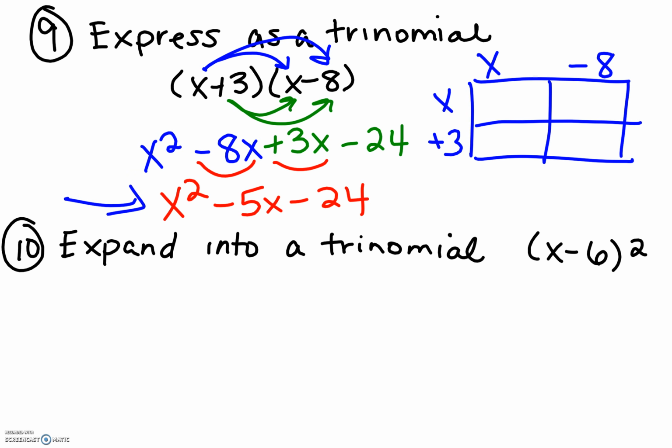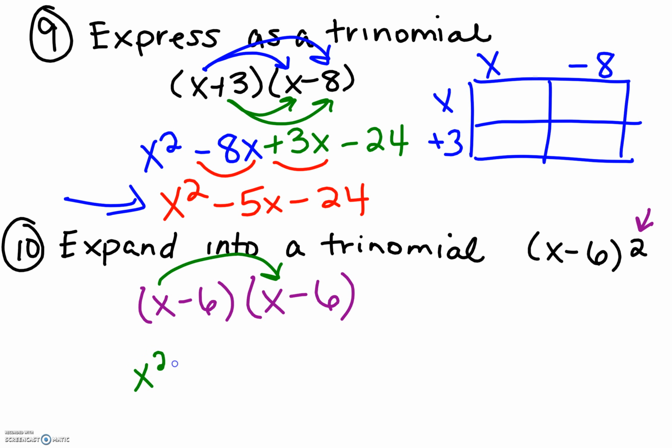For 10, expand into a trinomial x minus 6 squared. Remember, we are taking x minus 6 and we are multiplying by itself 2 times. So I want to expand and then I want to multiply. x times x is x squared.